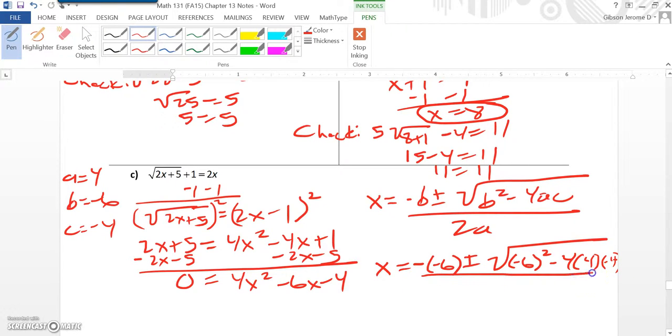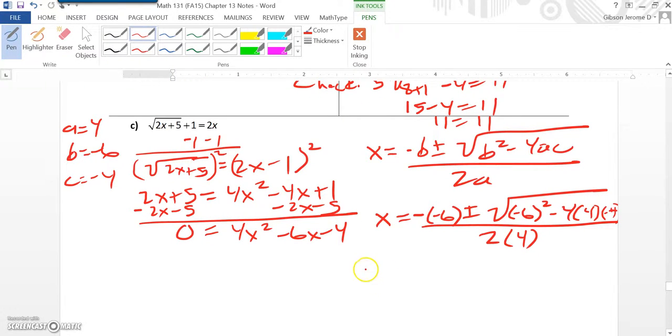And that will be all over 2 times a, which is 2 times 4. So now we will have x is equal to 6 plus or minus the square root of negative 6 squared, which is 36. Negative 4 times 4 is negative 16, times a negative 4 will give us positive 64. And that is all over 8.